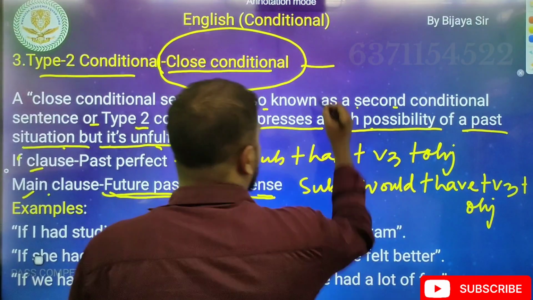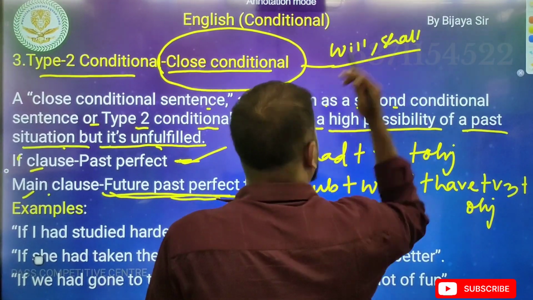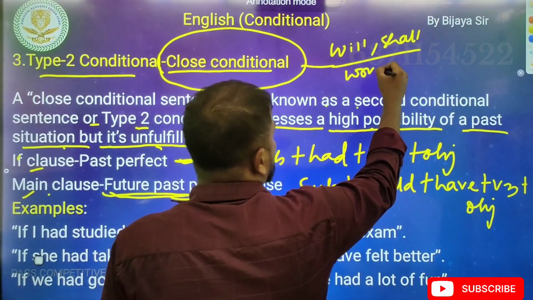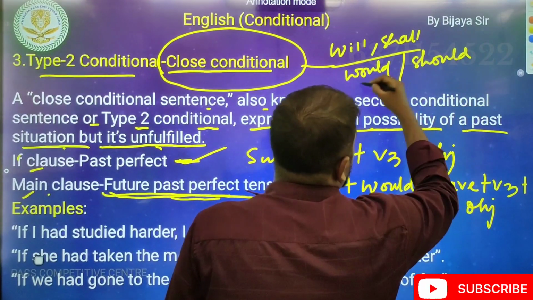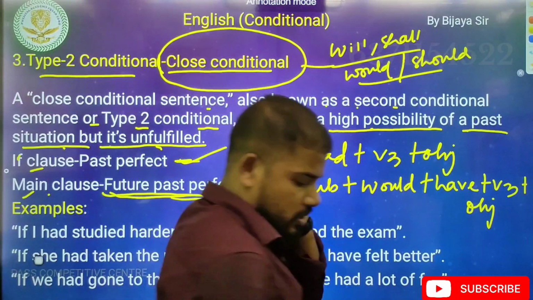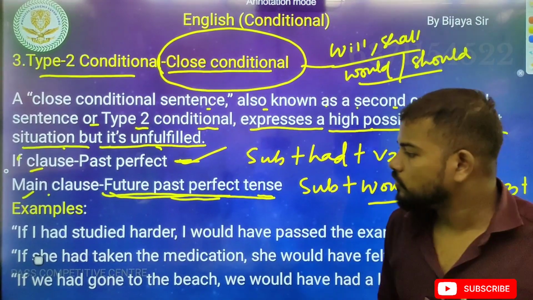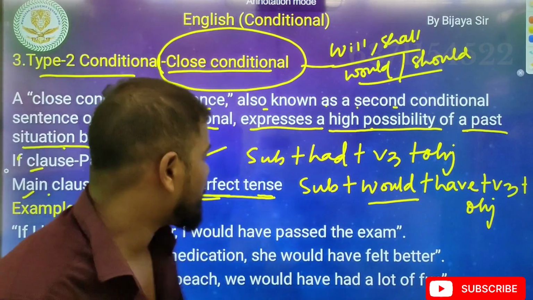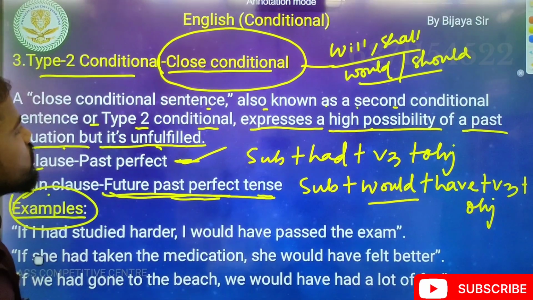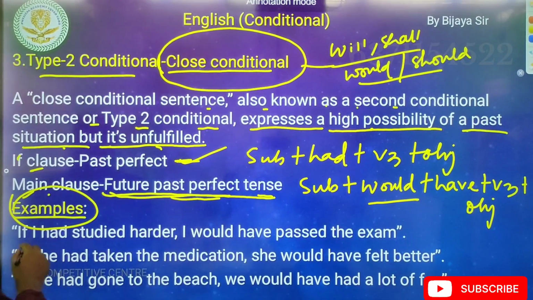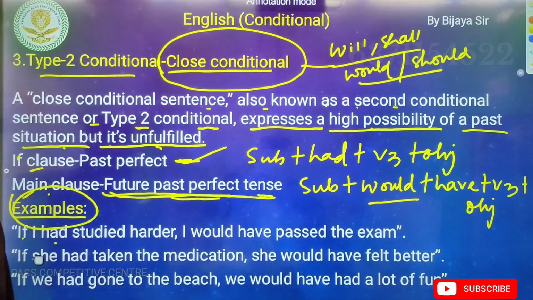So the past form of will is would, and the past of shall is should. When these forms are used in future tense, it is known as future past perfect tense. Okay, so let's have a certain example so that we understand what the second type conditional, known as clause conditional, is. Our first example: if I had studied harder.